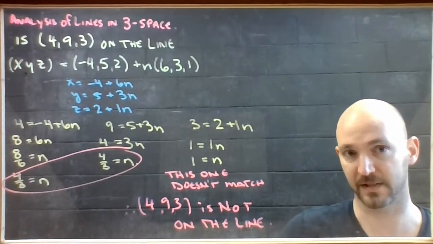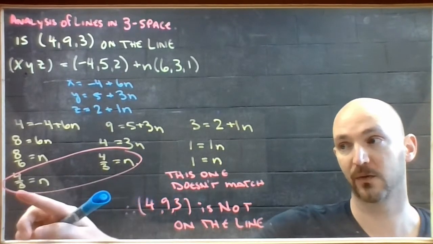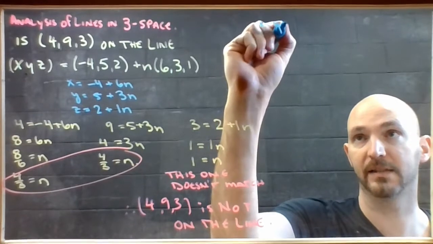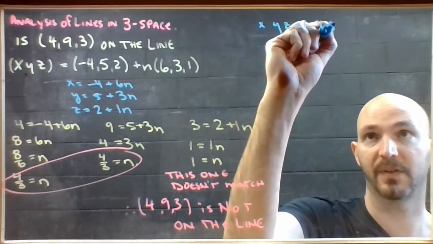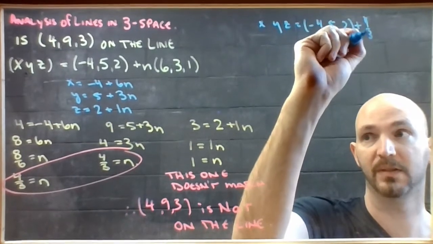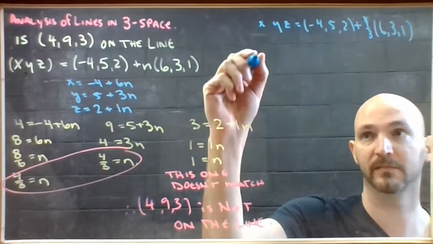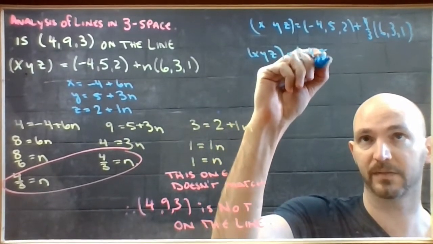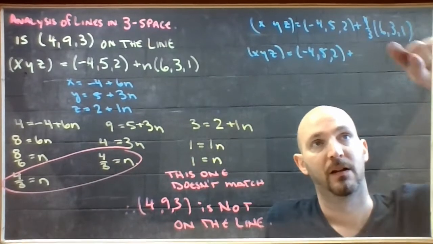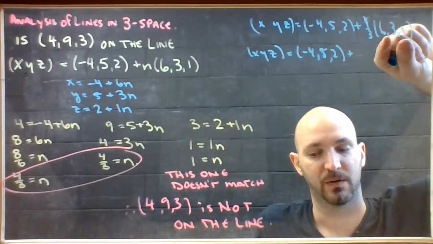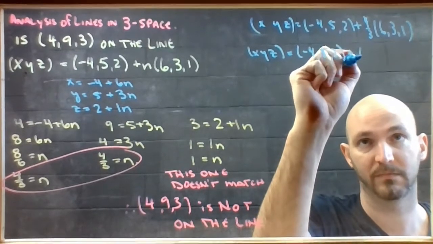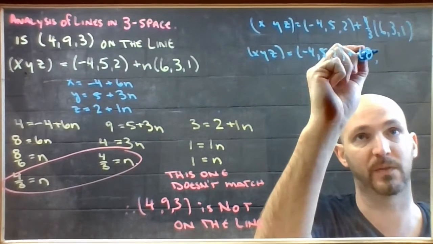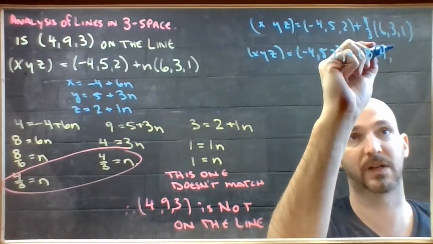And in case you don't trust me, just to check it, I'm going to take 4/3 and I'm going to put it in here and see what happens. So x, y, z would be -4, 5, 2 plus 4/3 of 6, 3, 1. 1/3 of 6 would be 2. 4 of those would be 8. 1/3 of 3 is 1. 4 of those would be 4. And 4/3 times 1 is 4/3.